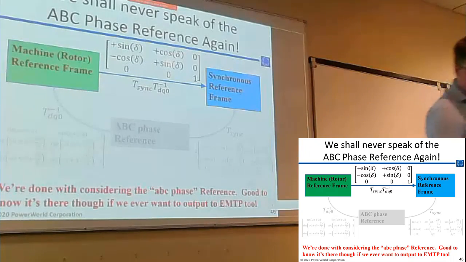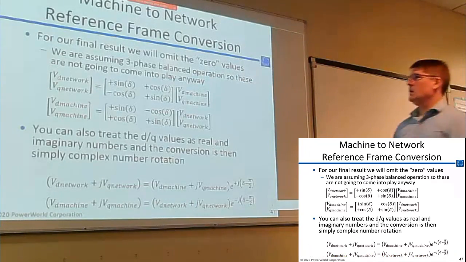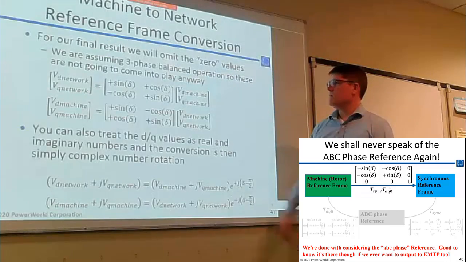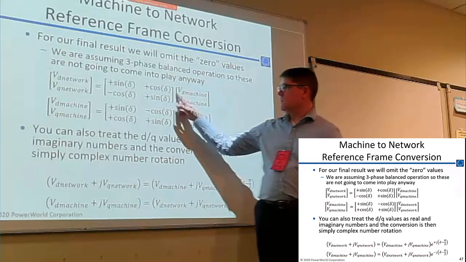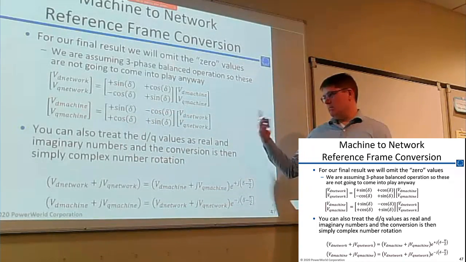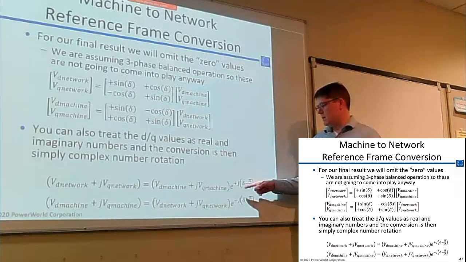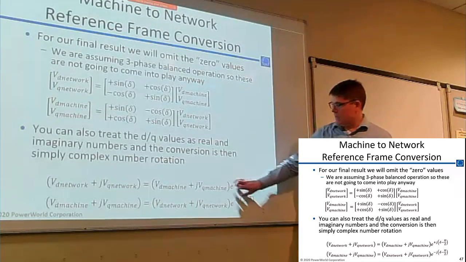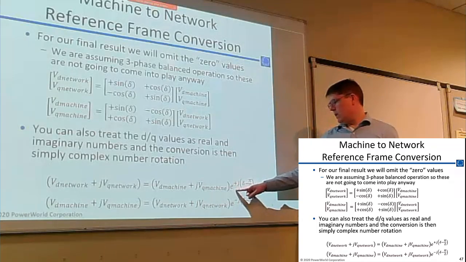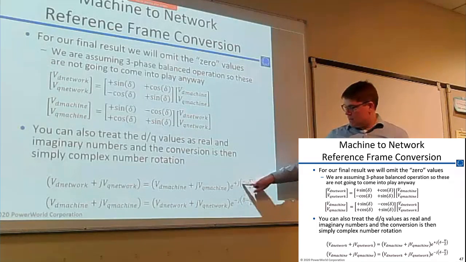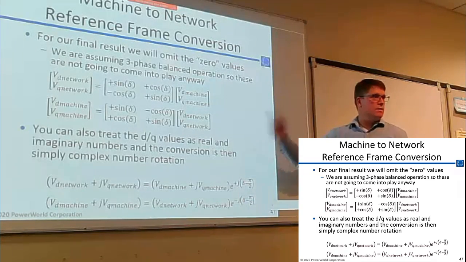So our final result of how do we get from the network reference frame into the machine is we multiply by these matrices that represent a rotation. And if you look at them for a little while, you eventually realize that this is complex number math. You're just taking a machine value and rotating it by an angle. And the thing to realize is the rotor angle is right here. So as the system's spinning, or getting in or out of synchronism, this relationship is actually changing.